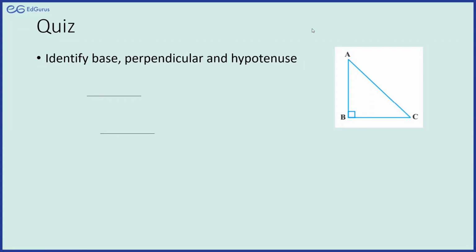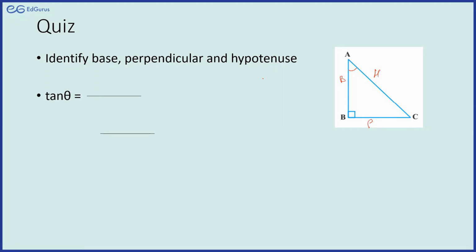Now in this triangle, identify base, perpendicular and hypotenuse for angle A. Can you do that? With respect to angle A, the perpendicular is BC, the hypotenuse is AC, and the base is AB. Very good. Excellent.